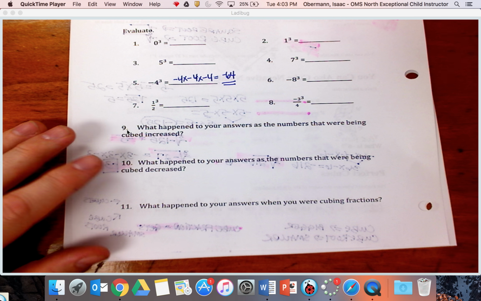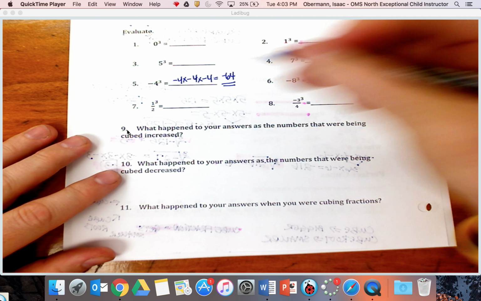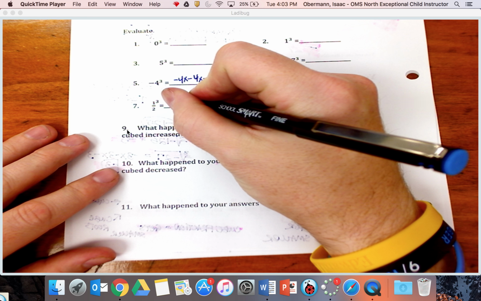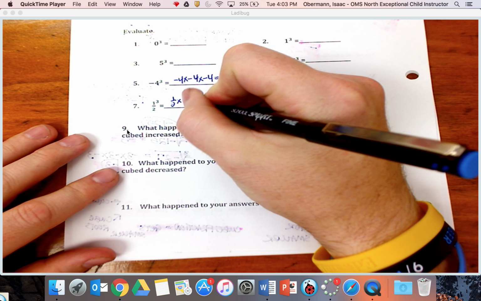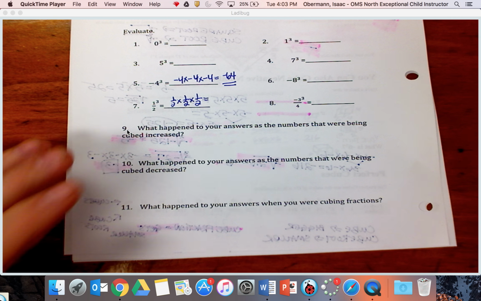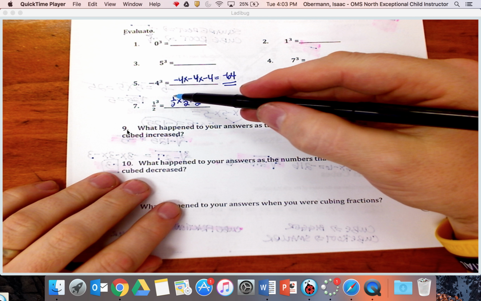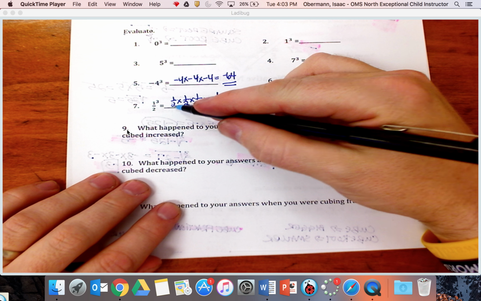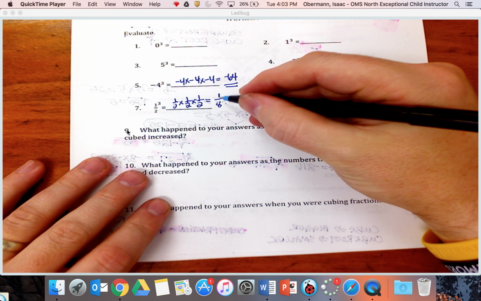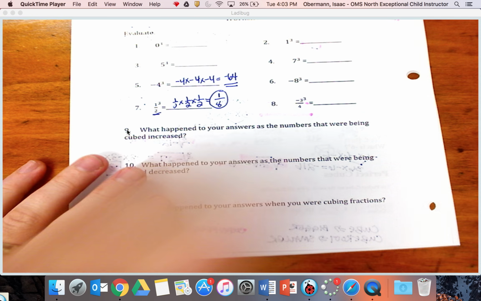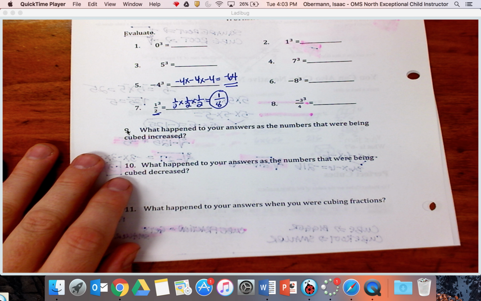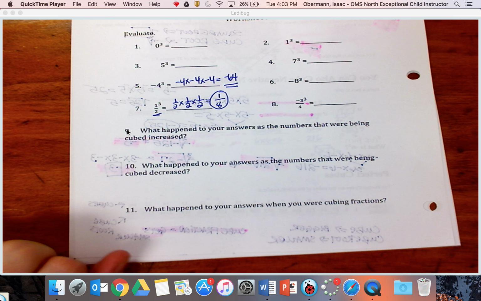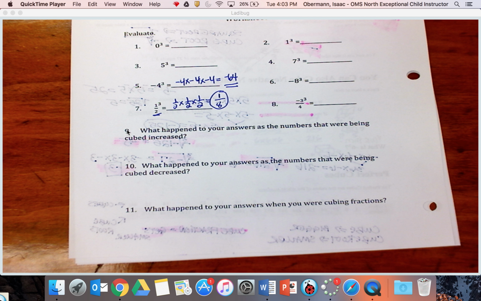Okay? If I get a fraction here, we'll see what happens. We said the answer was going to get smaller. Let's see what happens. So I take 1/2 times 1/2 times 1/2. Well, what I do is I just multiply across. 1 times 1 times 1 is 1. 2 times 2 is 4. 4 times 2 is 8. So I get 1/8. So think about it. Which one is smaller, 1/2 or 1/8? Obviously the 1/8 is smaller. So keep that in mind of what happens when a fraction gets cubed. It gets a little bit smaller.